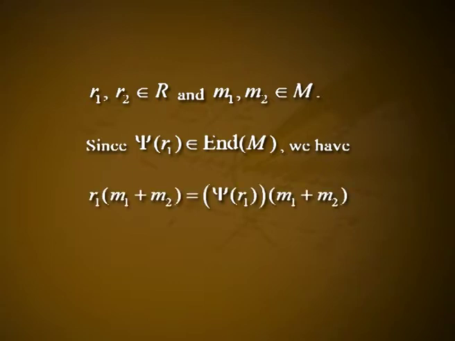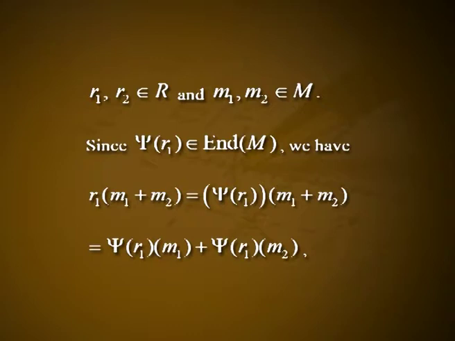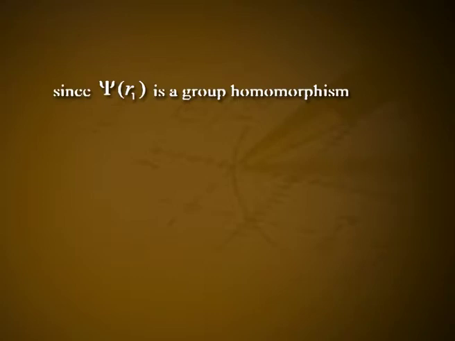Since psi of r1 belongs to End M, we have r1 of (m1 plus m2) is equal to psi of r1 of (m1 plus m2), which is equal to psi of r1 of m1 plus psi of r1 of m2, since psi of r1 is a group homomorphism, which is equal to r1 m1 plus r1 m2.